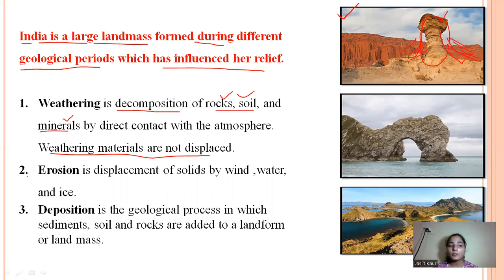Okay. The second process is erosion. Erosion is the displacement of solid by wind, water, and ice. We know that when there is a high wind or when the flow of the water is very high, it starts eroding the material, like the small particles. When rivers are flowing at very high speeds, the small particles of soil start eroding from one place to another place. So you have to remember, displacement is related to erosion and non-displacement is related with weathering.